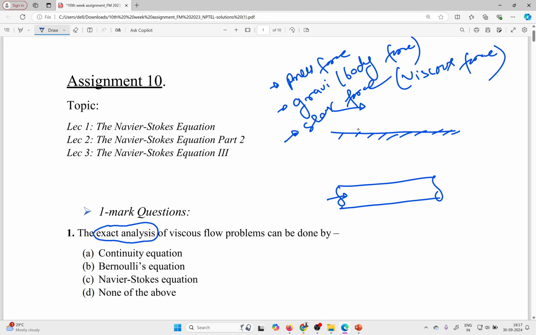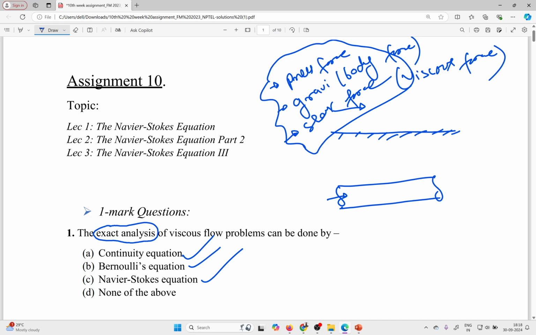right? So exact analysis means we analyze all these forces during the formulation of flow in terms of mathematical equations. You can say the continuity equation, Bernoulli's equation, Navier-Stokes equation, all are the mathematical formulation of the fluid flow and the physics of the fluid flow.